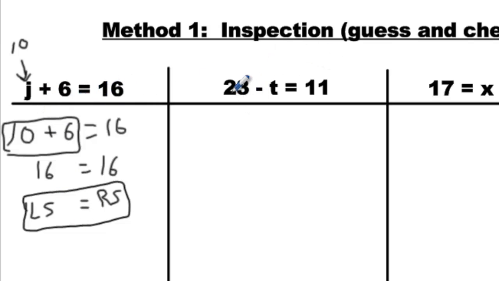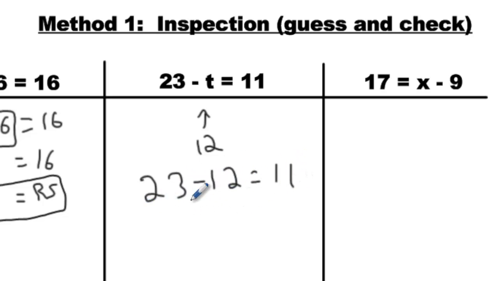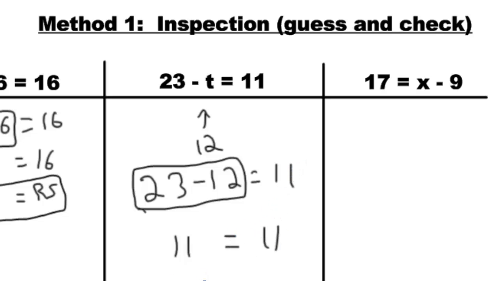Look at the second example. 23 minus some number equals 11. How about 23 take away 10? Nope, that's 13. 23 take away 12. How about that? That works. So this here is going to be 12. So 23 take away 12 equals 11. Let's prove it. 23 take away 12. What does that make? It makes 11. And the other side says 11, and left side equals right side. That is the ultimate proof that it works.